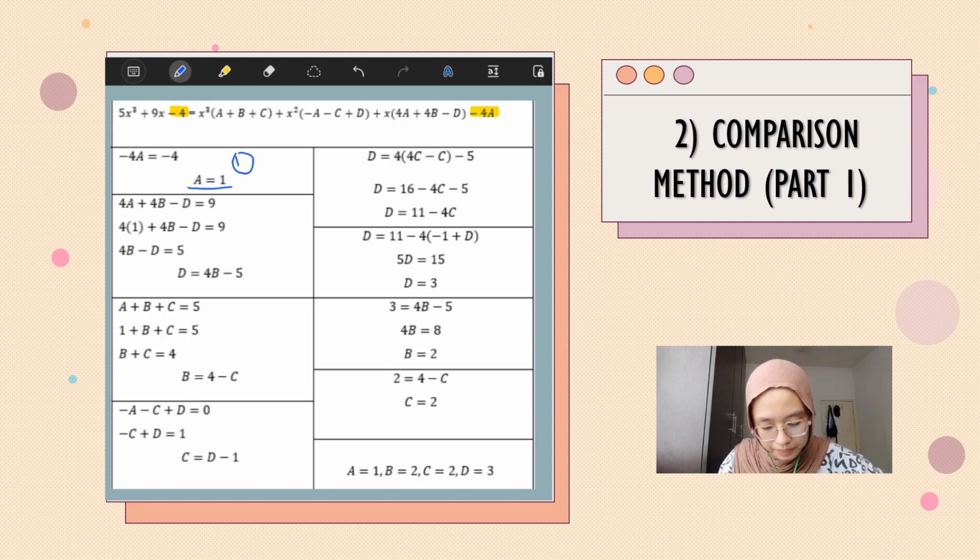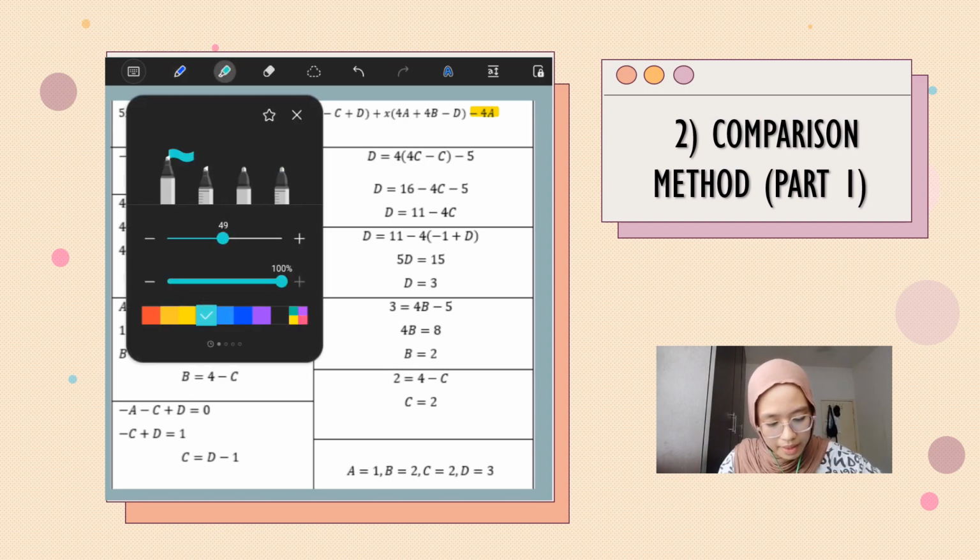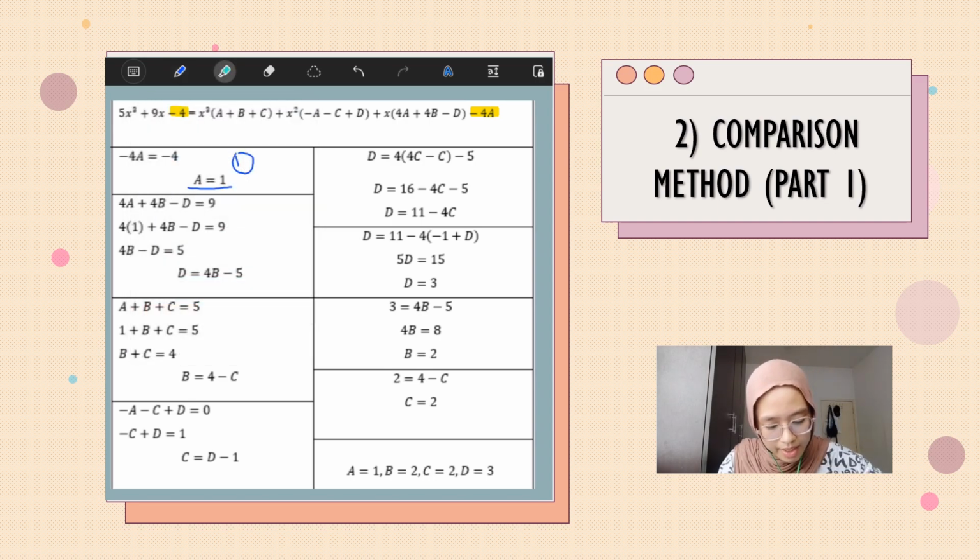Next, I will compare 4a plus 4b minus d with 9. This is the second comparison. And we will get the equation of 4b minus d equals 5. But I made d the subject so that it will be easier for me to do the substitution later. So d equals 4b minus 5.